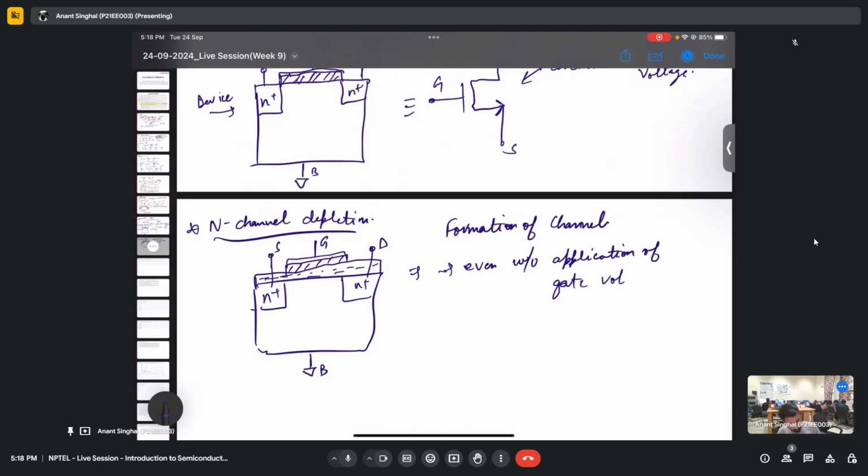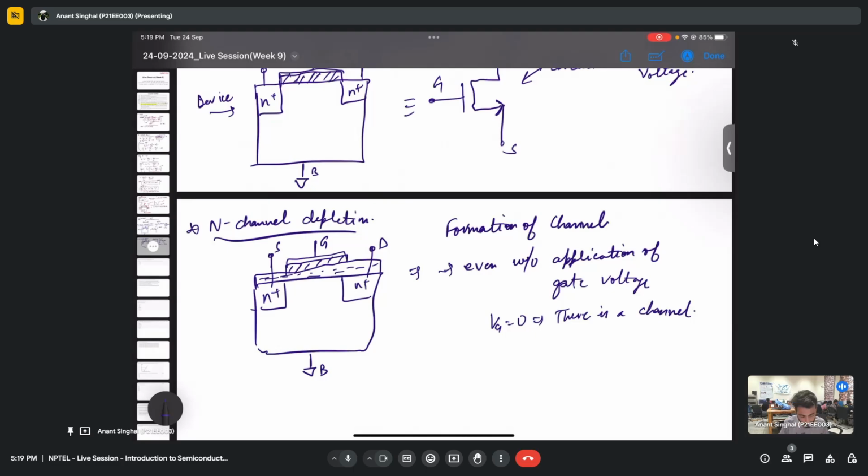So what I am trying to say is that even if VGS is zero, there is a channel. By channel I mean an inversion layer, or basically a channel of electrons. So I hope this is clear. This is a very basic difference between an n-channel enhancement and a depletion MOSFET. So yeah, this is it for the basic difference.